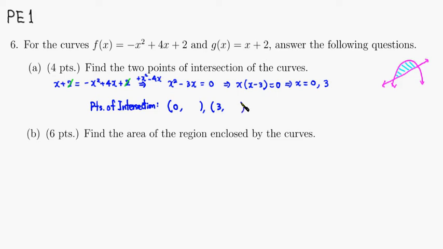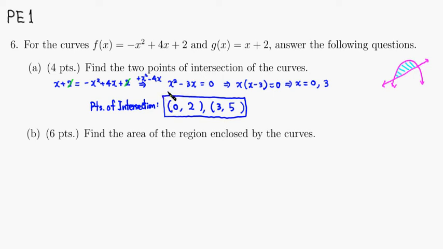You can use either function, but I like the second function better since it's simpler. So if you plug in 0, 0 plus 2 is 2. So that's the corresponding y coordinate. 3 plus 2 is 5. So those are the 2 points of intersection.